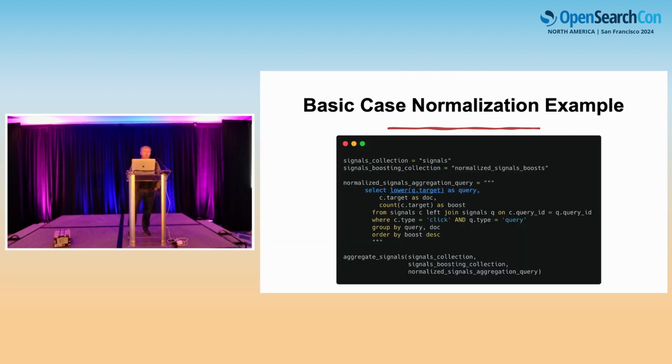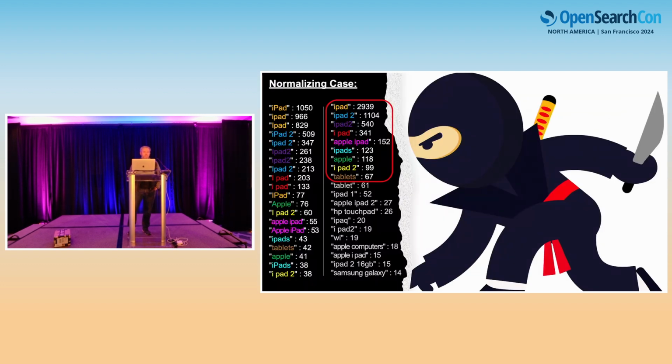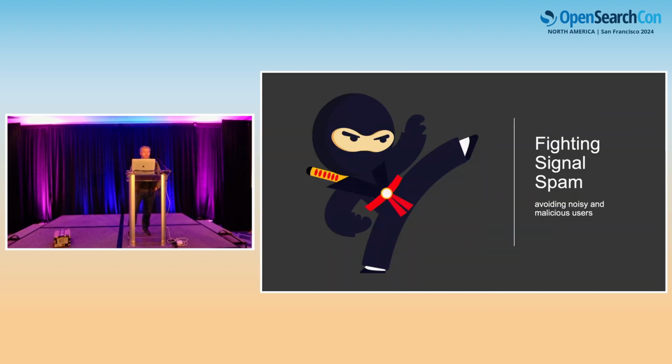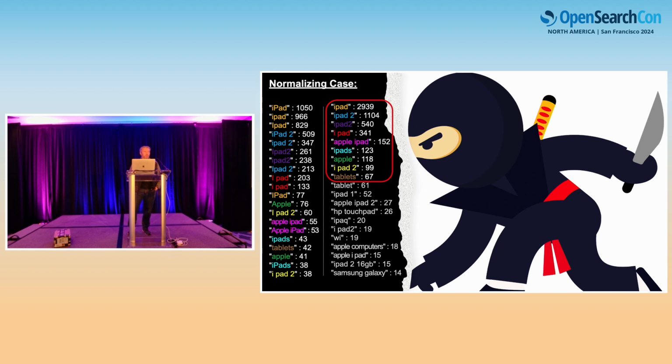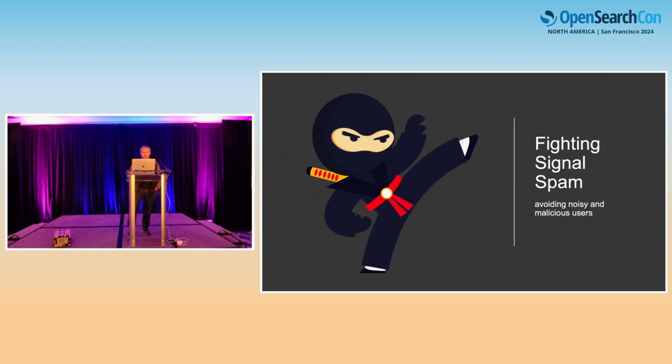So if we do some basic case normalization, we just lowercase everything, all of a sudden we go from this list to this slightly more clean list, and you notice that the signal boosts are actually much more focused. What we've done is we've eliminated a lot of noise from the signals and aggregated them to make them more powerful. Similarly, there are obviously other ways you can improve these, but these are just some of the techniques you will want to apply in a real production scenario.